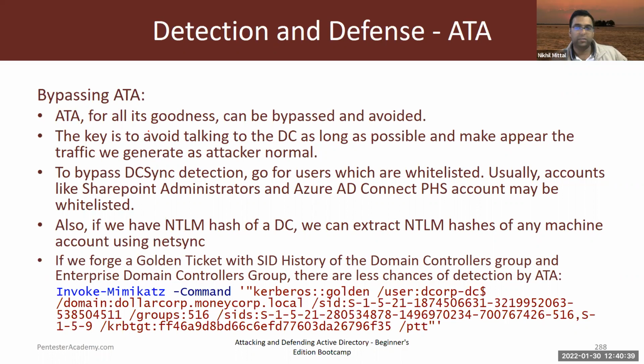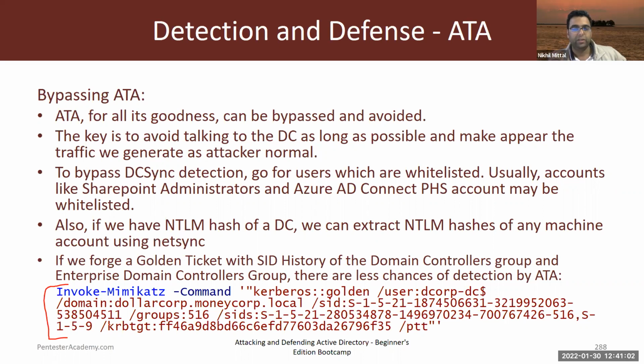One of the attacks that ATA or MDI detects with the most confidence is DCSync. Recall we discussed a bypass of it like this: you inject a SID history of the domain controller scope before running the DCSync attack, and you would be absolutely fine.